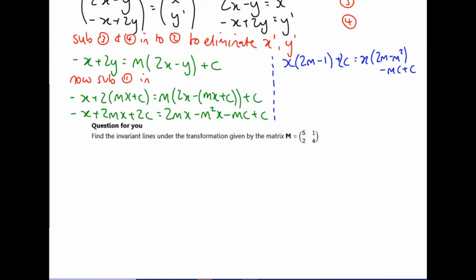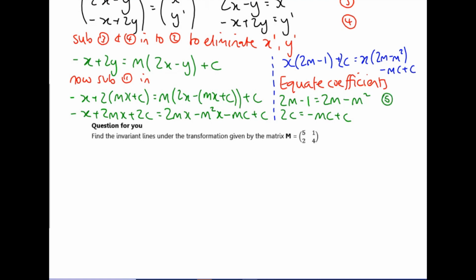Now I'm going to equate the coefficients of these. So if I equate the x coefficients, I get 2m minus 1 equals 2m minus m squared. And if I equate the constant terms, 2c equals minus mc plus c. I need to use these then to figure out some values for m and c. So if we call this one equation 5, and this one equation 6.